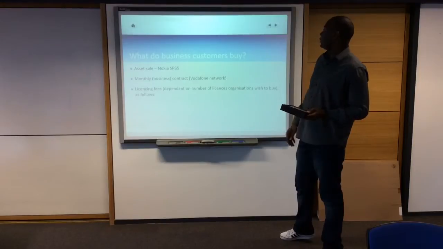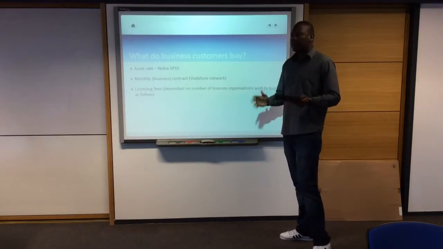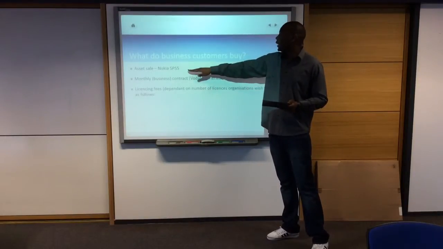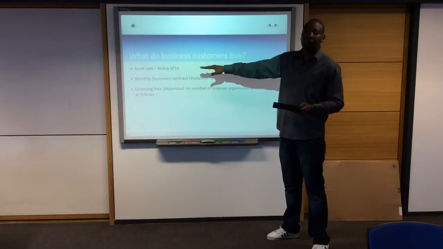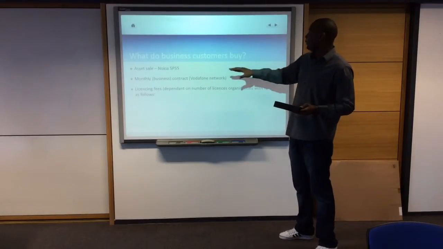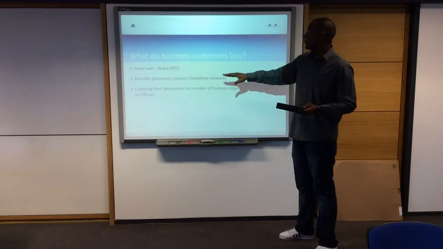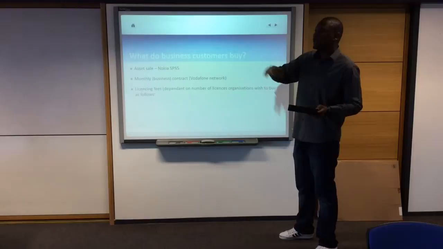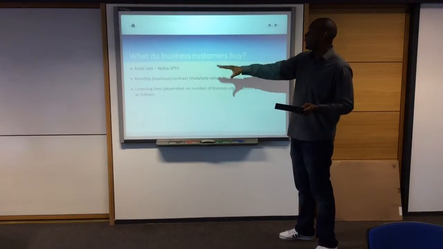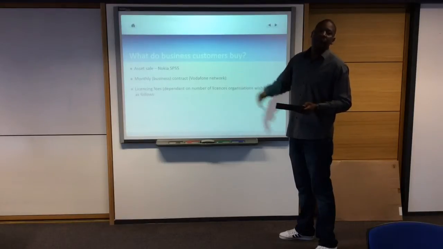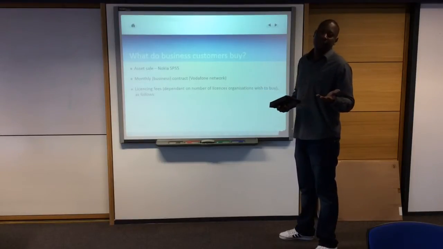So what do the business customers buy? So basically, the business customer gets the new innovative Nokia SP55. Secondly, they have a monthly subscription and a contract with Vodafone Network, where for them to have their documents in our server, at Microsoft, they pay a monthly subscription and have a contract with Vodafone as well to use their network.